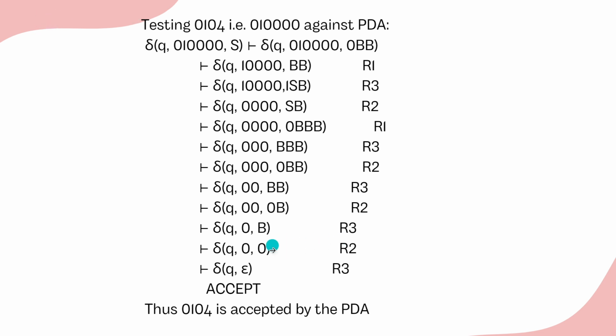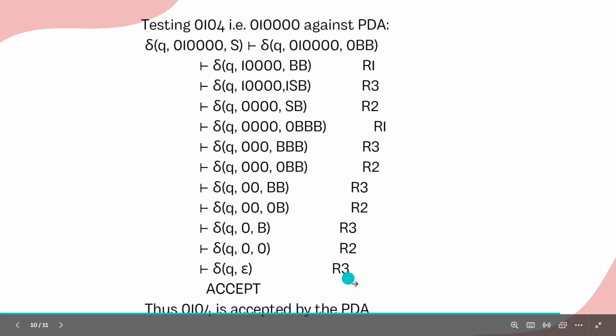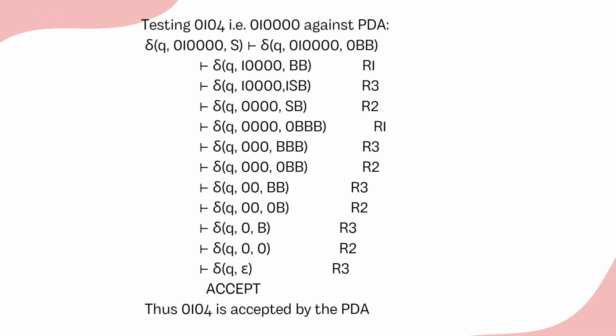Then by rule number 3 we have (q, 0, B). Then by rule number 2 we have delta(q, 0, 0) leading to (q, 0, 0). Then by rule number R3 we have delta(q, empty), that is, we have accepted it. So 010000 is accepted by the PDA.